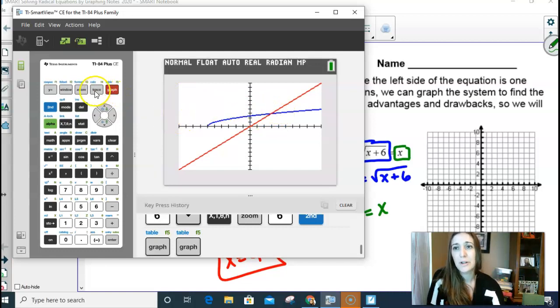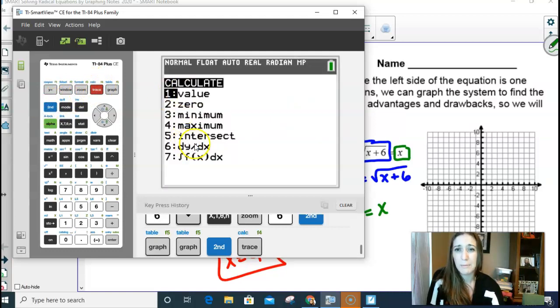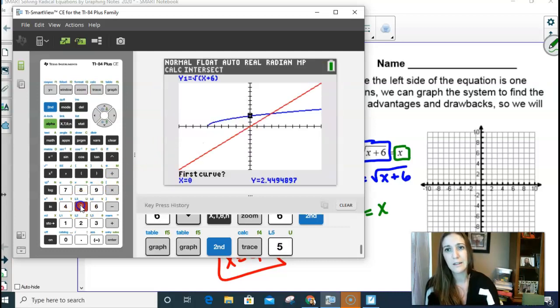Where they cross. We're going to go to a menu that we're about to use a whole lot of in the next chapter, so let's get used to it. It's called the Calc menu. So if you go to second trace, it gives you a whole bunch of prompts. We're going to use the one that's called intersect. So choose number 5, intersect.